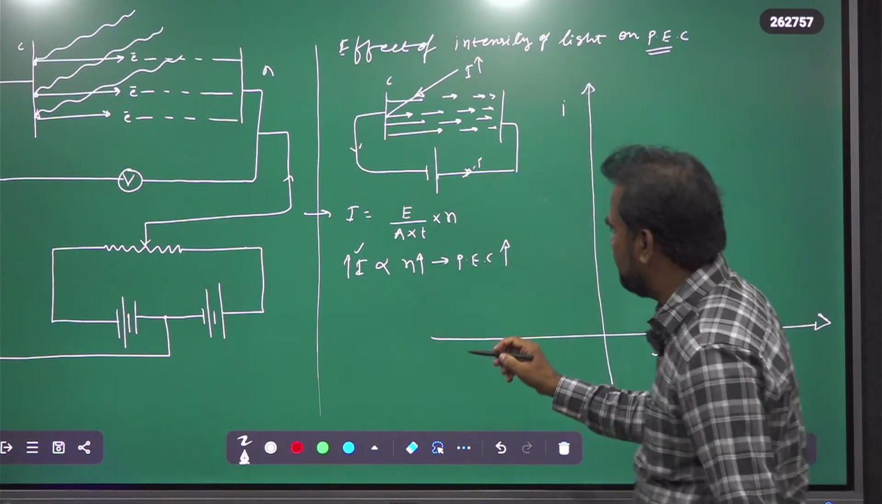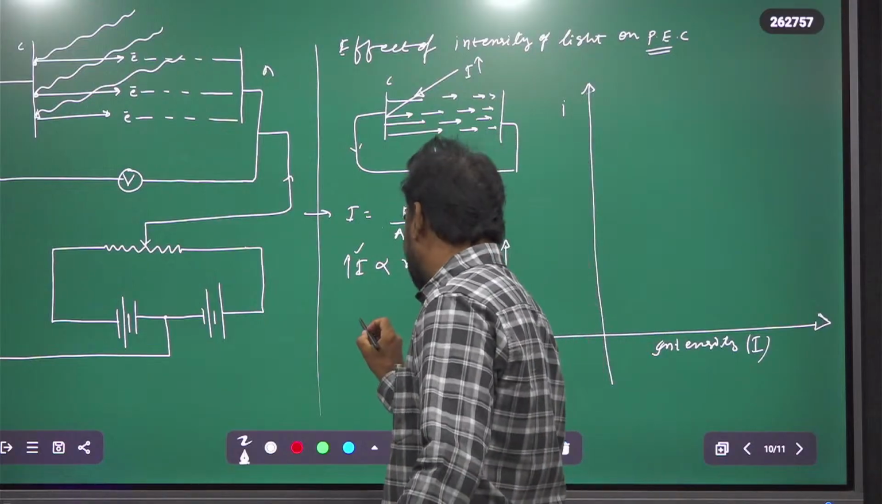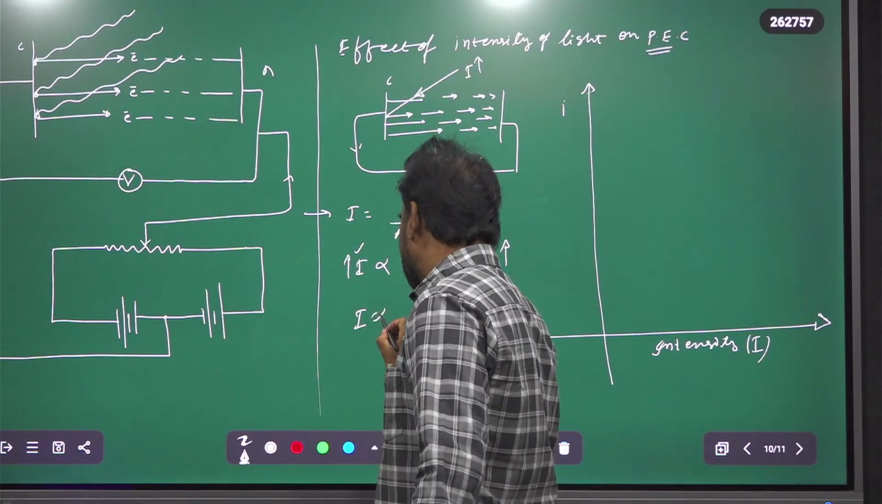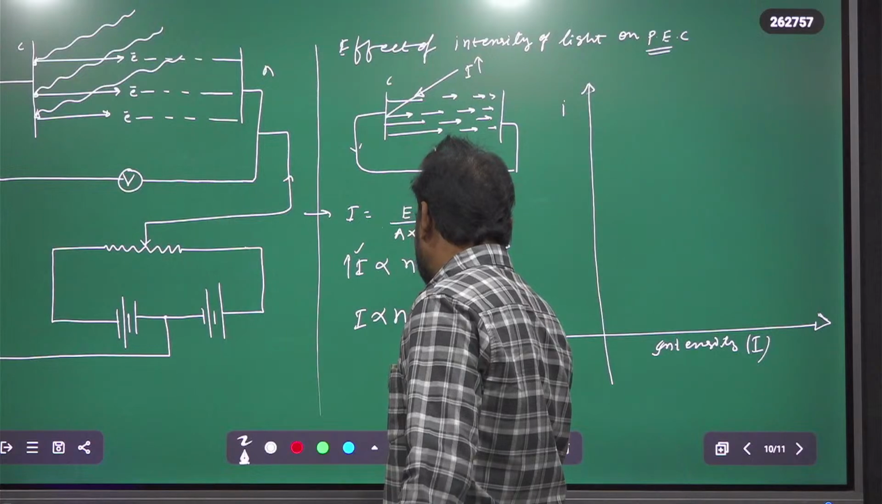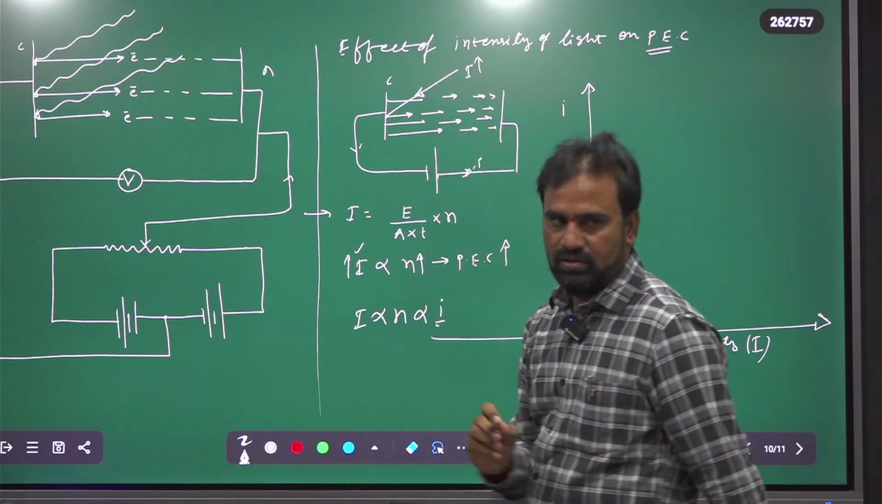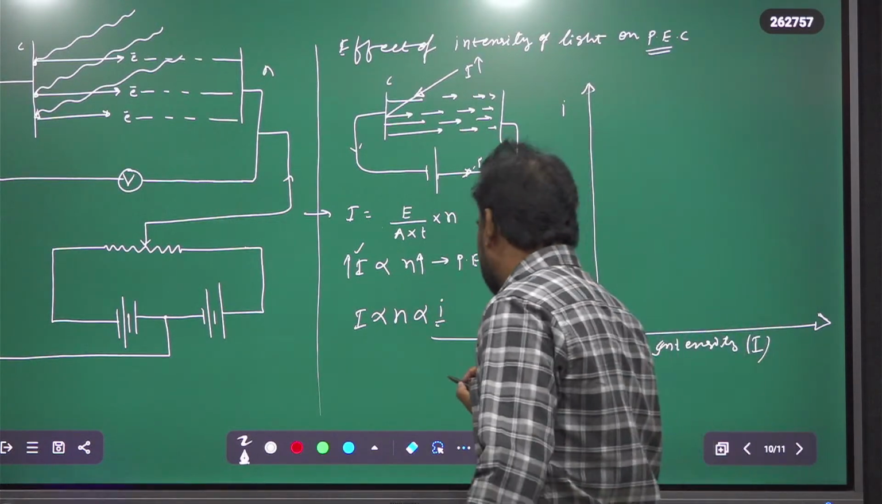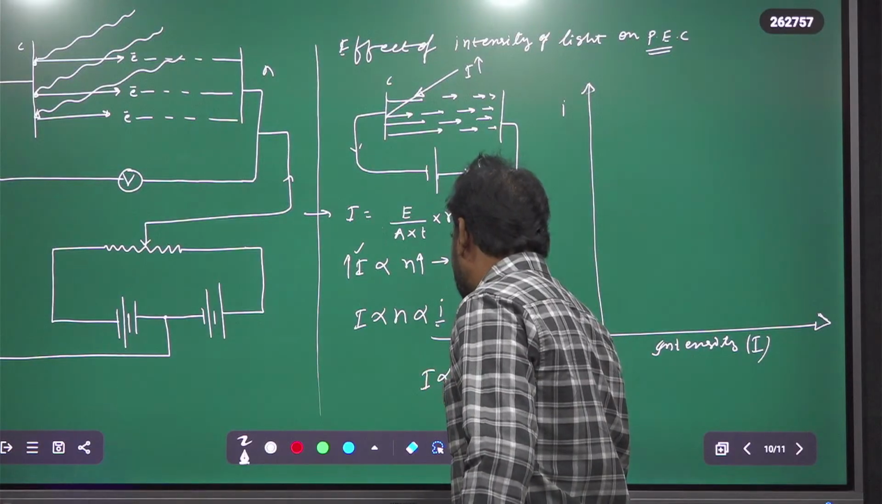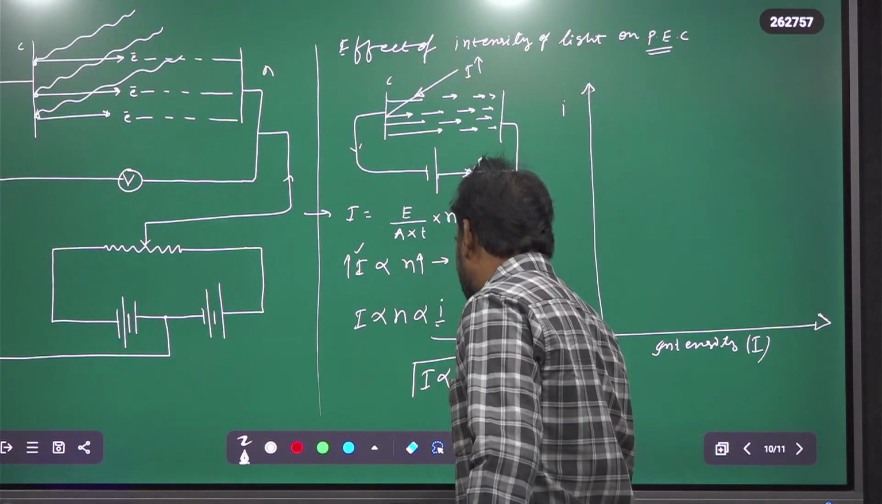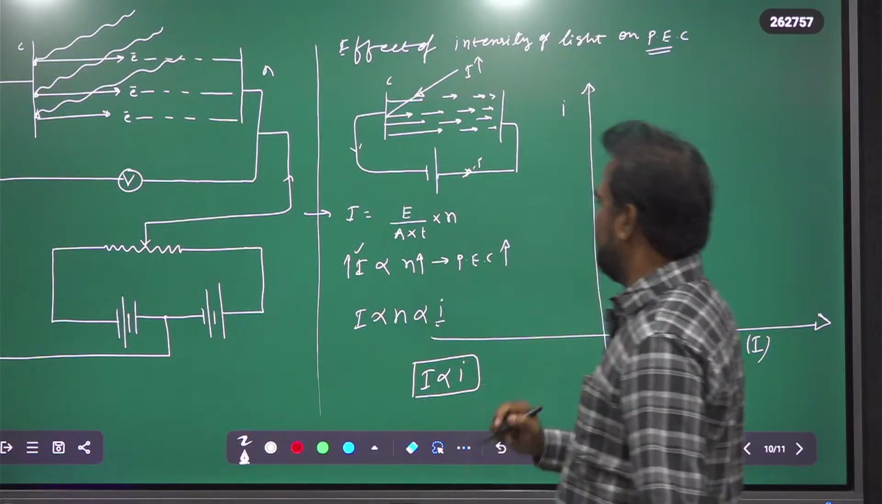That means the intensity is directly proportional to N. Simply, what I am writing: intensity is directly proportional to N, which is directly proportional to photoelectric current. Finally, it is concluded that I is directly proportional to I. The intensity of light is directly proportional to photoelectric current.